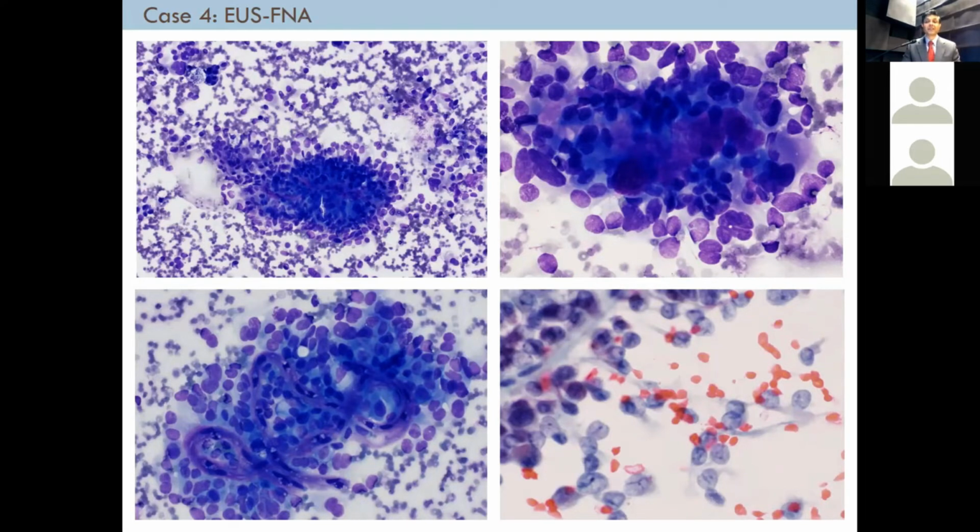On Pap stain, the nuclei have very fine chromatin. Many of these cells show very prominent grooves. And also, if you look over here, some of these cells appear to have tails. So these are actually called cercariform cells. These were first described by Dr. Kumbuchian, who was our former faculty in our department and unfortunately passed away earlier this year.